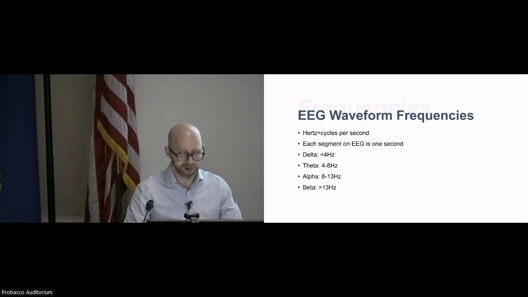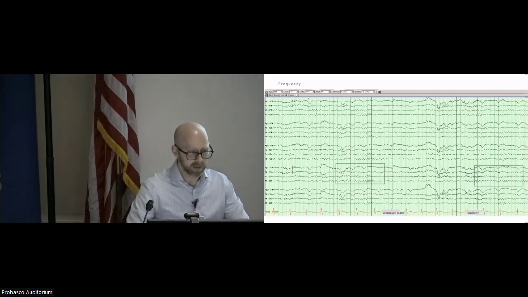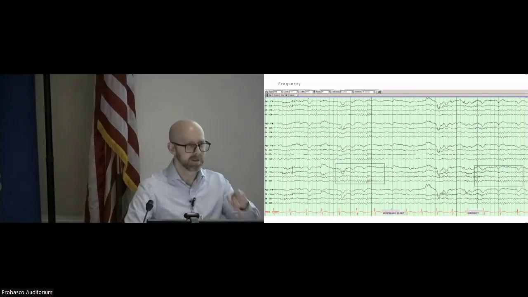And to take you back to undergrad at some point. So what would you say the frequency of this is? If this is 1 second per block here, you count 1, 2, 3, 4, 5, 6, 7, 8, and then it's actually faster than that, right? Because there's still some space. What frequency range would this be in? Patient closes their eyes, greater than 8 hertz frequency here. What would it be? Theta, alpha, beta? See, Dr. Lucy said alpha, he's right.